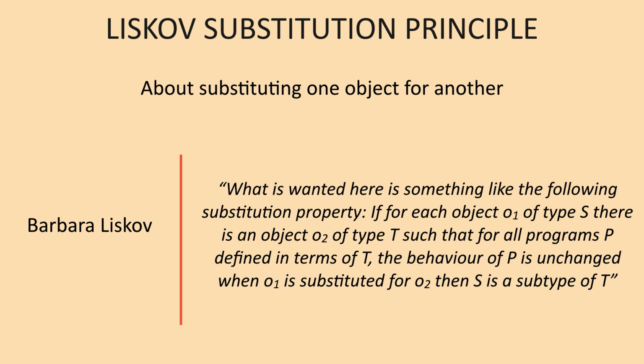If for each object O1 of type S, there is an object O2 of type T such that for all programs P defined in terms of T, the behavior of P is unchanged when O1 is substituted for O2, then S is a subtype of T.